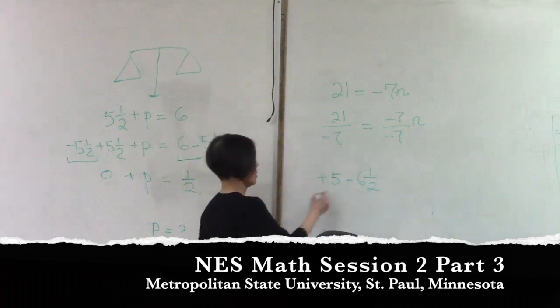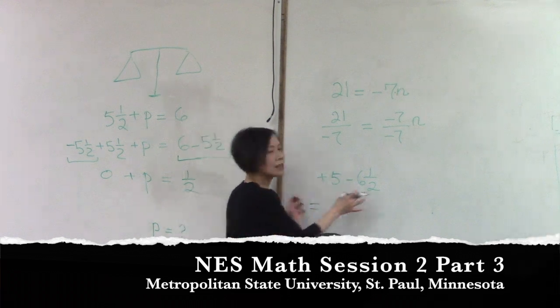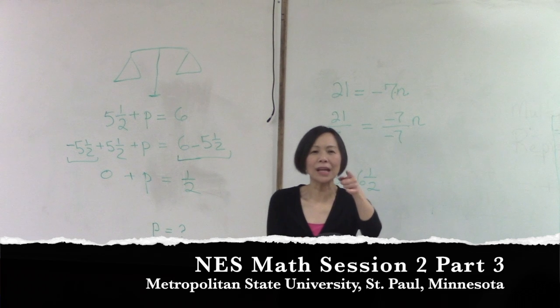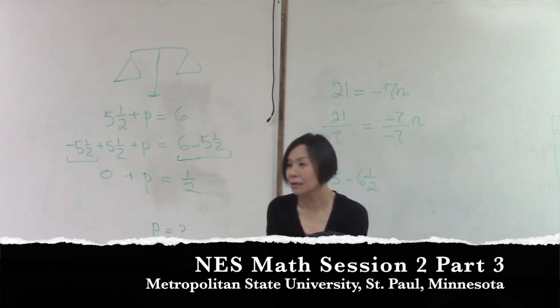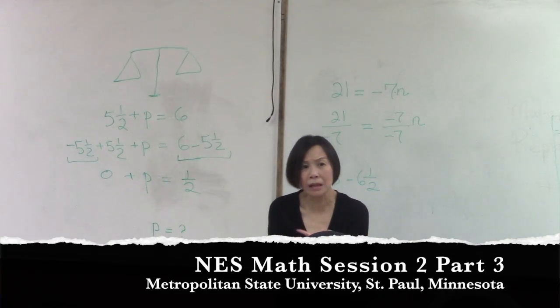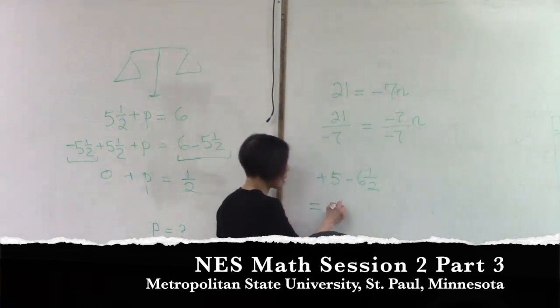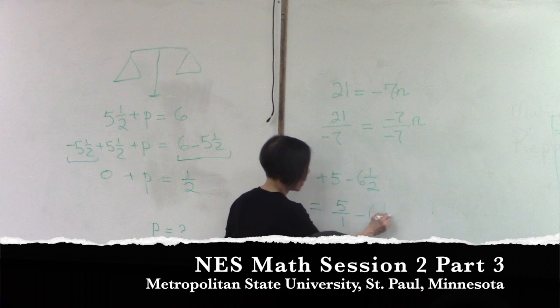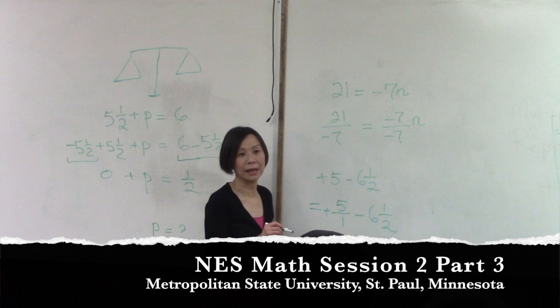So I have to be able to subtract things that are the same pieces. It's what I talked about last time. If you subtract two things that are not the same at the bottom, it's kind of hard to subtract. So what I want to do is think about this as 5/1 minus 6.5. But then I need to make the bottom the same.